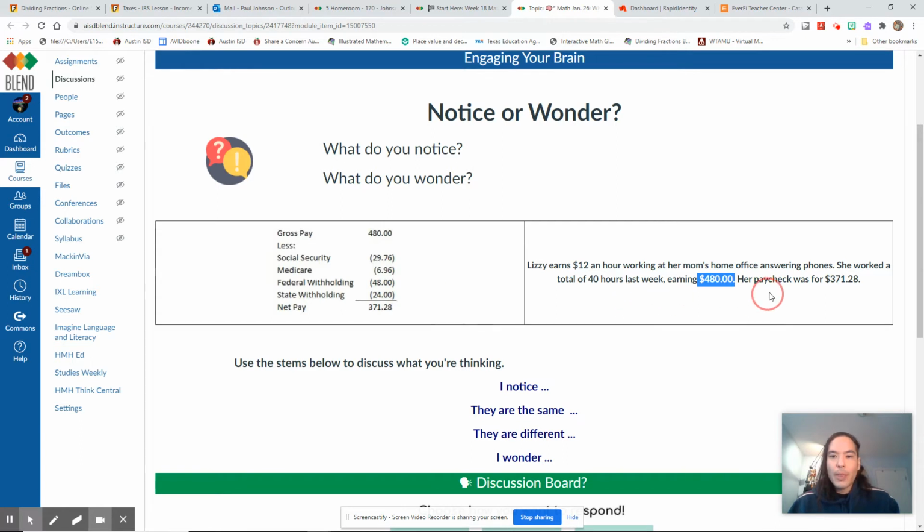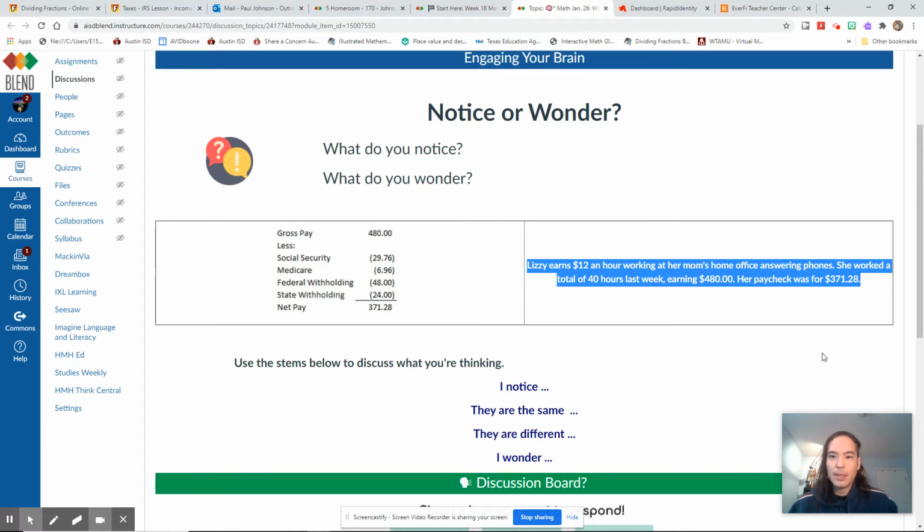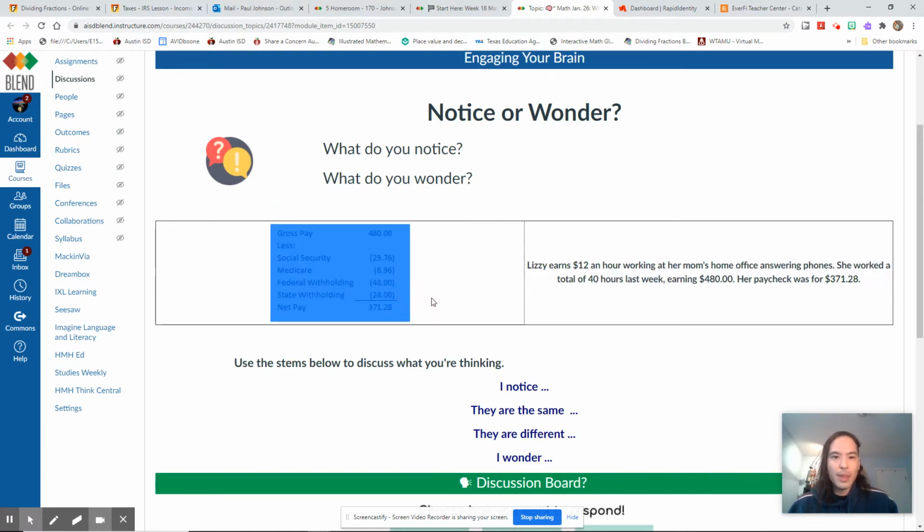$371.28. So there's no math to be done on this problem. What we're doing is we're looking and seeing the word problem, and this over here on the left is basically what it would look like for Lizzie on her paycheck. She would see that she earned $480. She would see that she paid $29.76 for Social Security, $6.96 for Medicare, $48 for federal withholding, $24 for state withholding. All this is payroll taxes, all right? So we talked about yesterday, gross minus taxes equals net. So here's your gross. We subtracted all the taxes, and that gave us the net income.